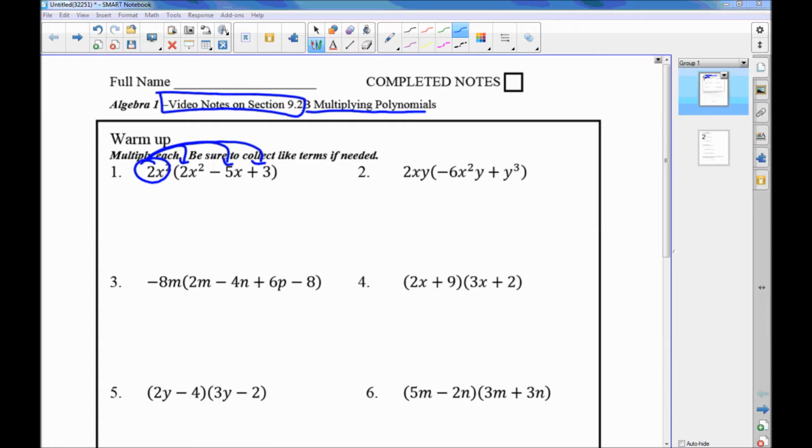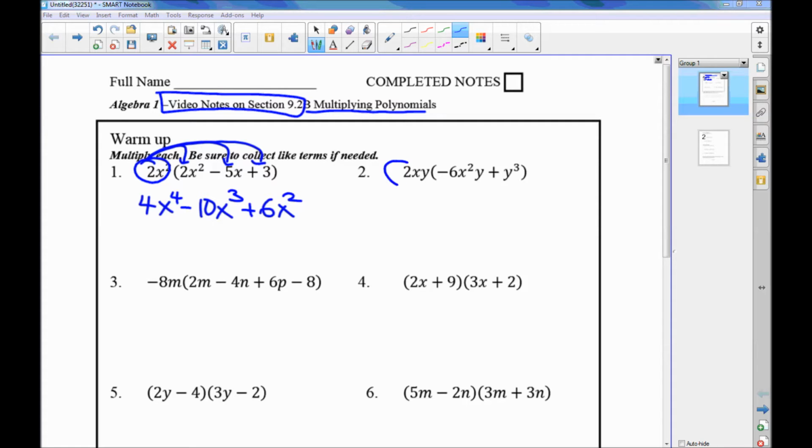So 2x squared times 2x squared makes 4x to the fourth. 2 times 2 for the coefficients, and then 2 plus 2 for the exponents. 2x squared times minus 5x makes negative 10x cubed. That's 2 times negative 5 for the coefficients, and 2 plus 1 for the exponents. And then 2x squared times 3 makes 6x squared. So it's just like the distributive property, except we're distributing variables. It's not a problem.